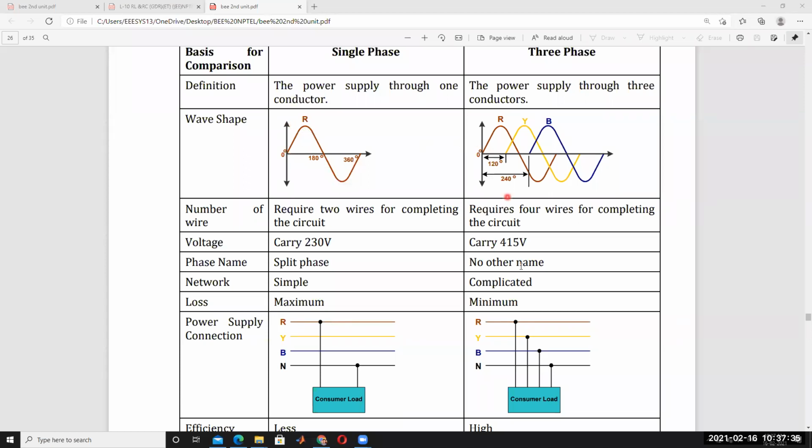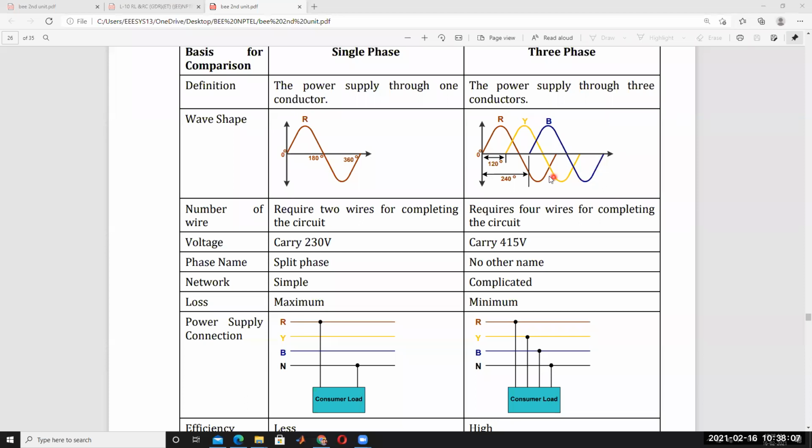But here all three phases are connected. The waveform of all three phases is like this. The R phase is starting from 0 degrees. After 120 degrees, the Y phase will start. Understood? After 120 degrees, the Y phase starts, and by taking R as the reference, after 240 degrees, the B phase will start.